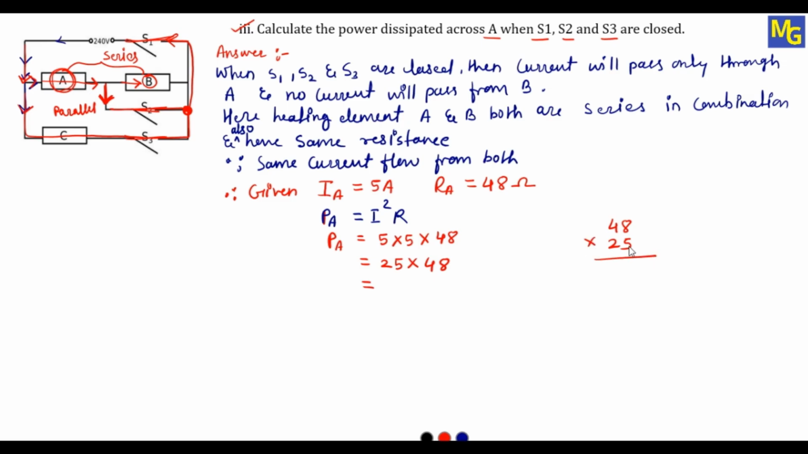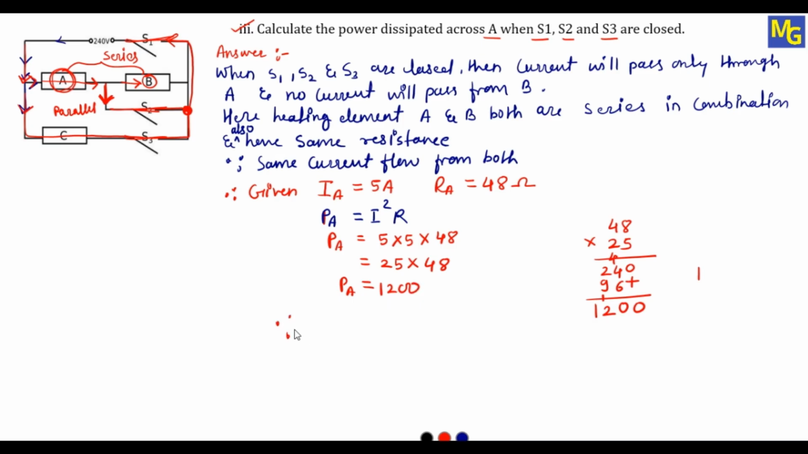So 5 8s are how much? 40. 5 4s are 20. 20 plus 4 is 24. Plus, then what we are going to get? 2 8s are 16. 2 4s are 8 and 1 is 9. So 0, 0, 1, 10, 12. So this is the answer. So PA is equal to 1200. So this is the answer.